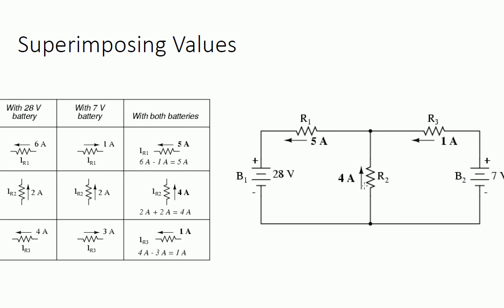And then we've got 4 amps going down this resistor if you use conventional current flow. Just again bear in mind electron flow goes upwards. Conventional current flow in this instance goes downwards, just the opposite direction.